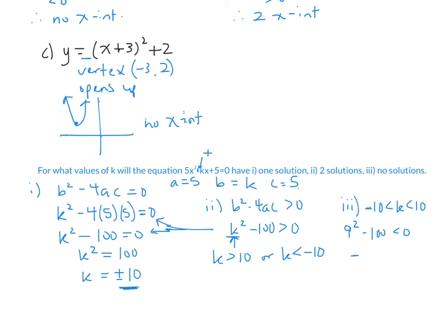Likewise, if you picked a value that's negative, but between negative 10 and positive 10, negative 5 squared would be 25. Minus 100 would give you minus 75, which is less than 0. So you can do a little check to see if that works. But that's how you can answer that question.